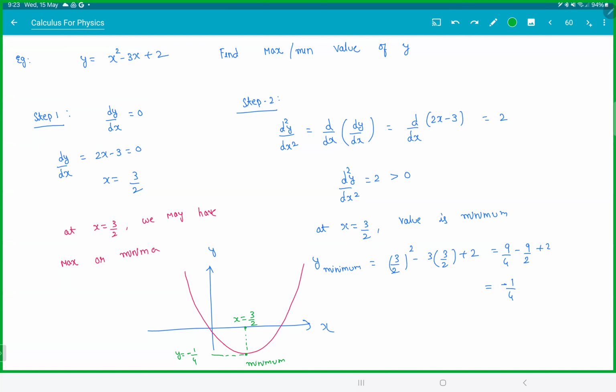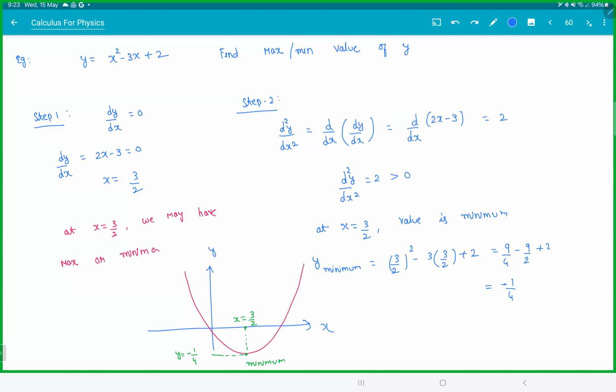Now, every time you won't be able to draw a graph, but the mathematical part will tell you the answer. So in this case, there is no maxima. Obviously, both ends are going to infinity. There is no peak anywhere. There is no maxima point here. There is only a minimum here. Are you getting how I approached?